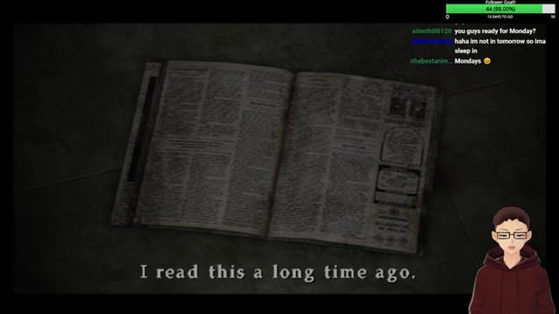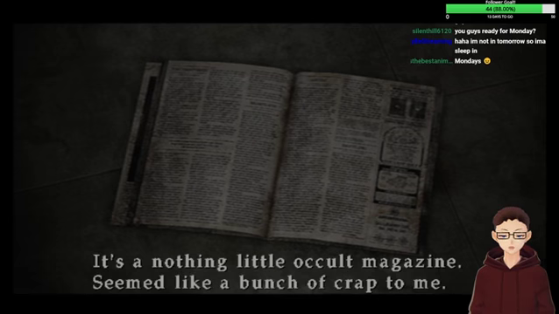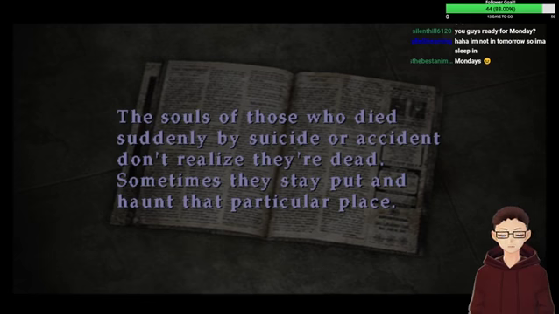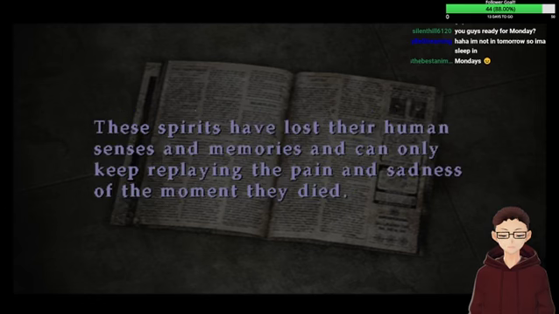I read this a long time ago. It's Nothing Little Occult magazine. Seemed like a bunch of crap to me. It's not so bad if you just read it for fun, though. The souls of those who died suddenly by suicide or accident don't realize they're dead. Sometimes they stay put and haunt that particular place. These spirits have lost their human senses and memories, and can only keep replaying the pain and sadness of the moment they die.